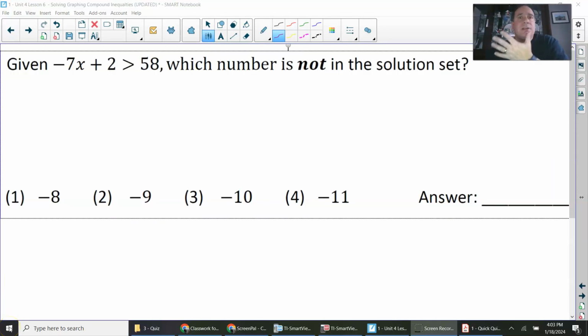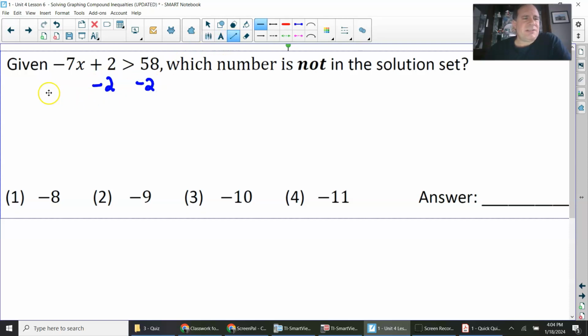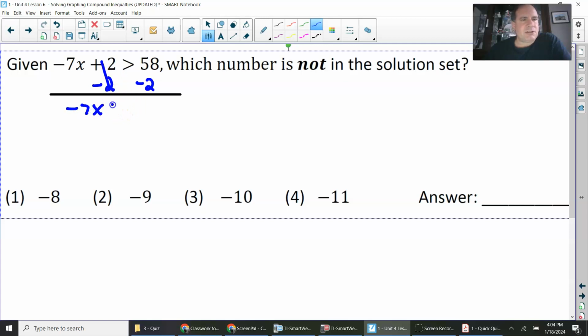And the last question that I'm going to do is basically this one. It says, given negative 7x plus 2 is greater than 58, which number is not in the solution set? So that means you have to figure out which number is not in the solution set. The easiest way to do this, and there are a lot of ways, is to just solve this. This is a pretty easy inequality. So we're just going to solve it by subtracting 2 on both sides. You get a 56 here.